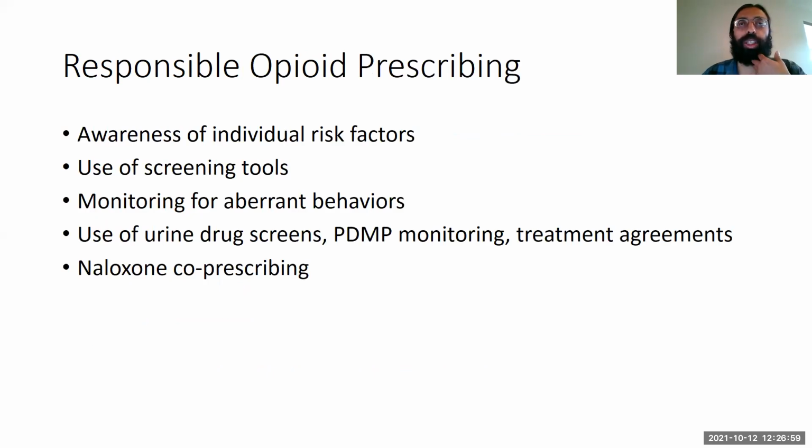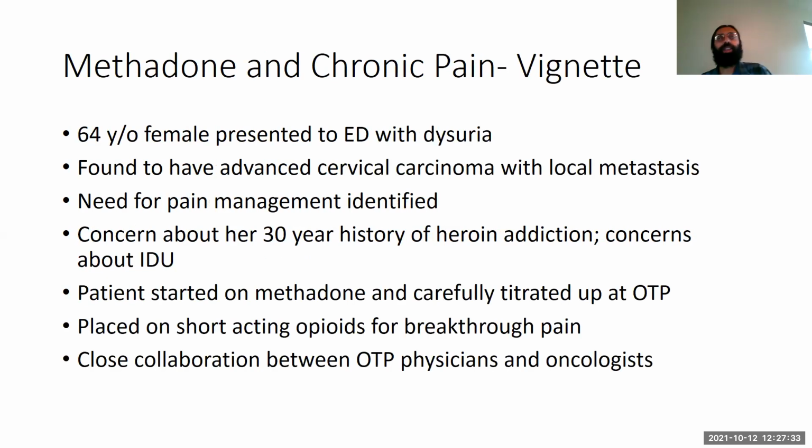And you want to use multiple strategies. So responsible opioid prescribing in this group means being aware of individual risk factors, using validated screening tools, such as the SOAPP-R, which is the one we use here at UNM, which has been validated in primary care as well as chronic pain populations. Monitoring, ongoing monitoring for any aberrant behaviors, right? Is the patient running out of medications early, for example? Making sure we're checking urine drug screens, PDMP monitoring, treatment agreements, and of course, ensuring naloxone co-prescribing, which can save lives.